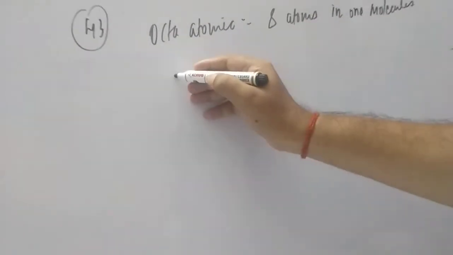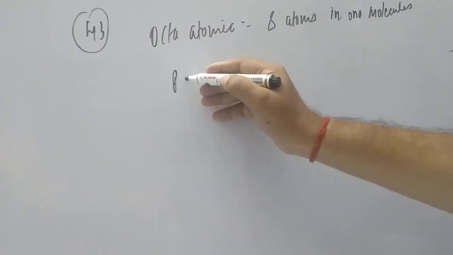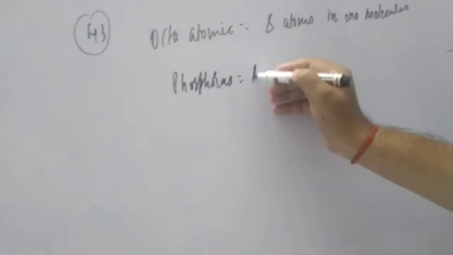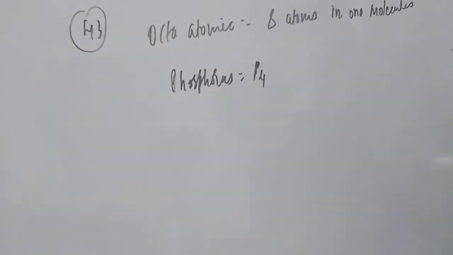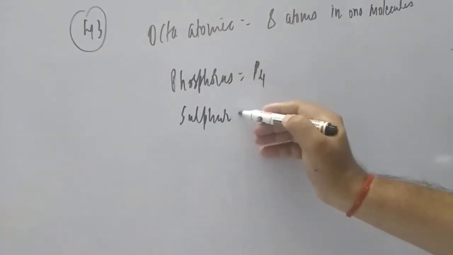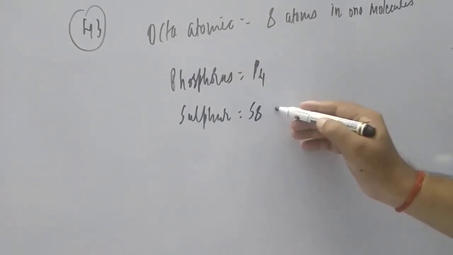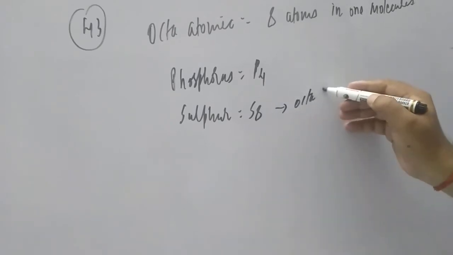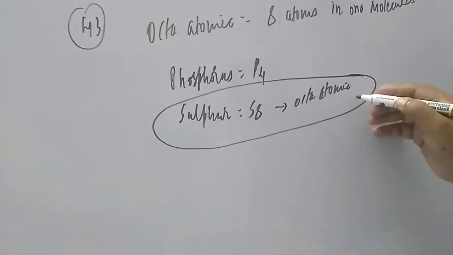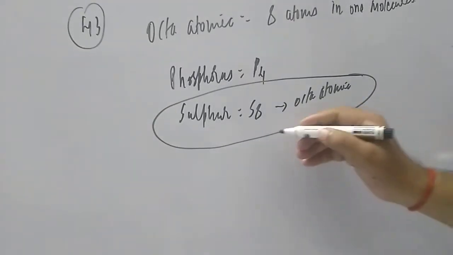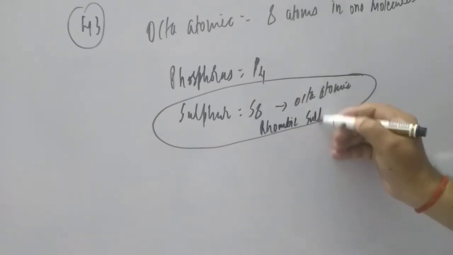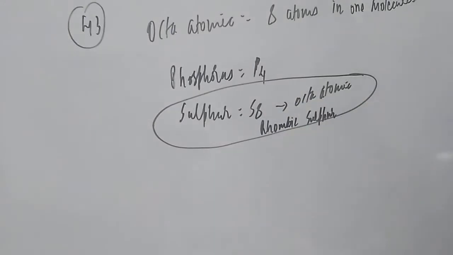The first option they have given is phosphorus. Phosphorus exists as P4, so this is tetraatomic. Then they are talking about sulfur. Sulfur exists as S8. S8 means octaatomic, so our answer is already there, a direct option. This S8 is known as rhombic sulfur. You will study it in the 12th standard, in the solid state.